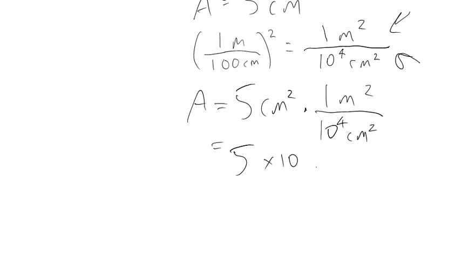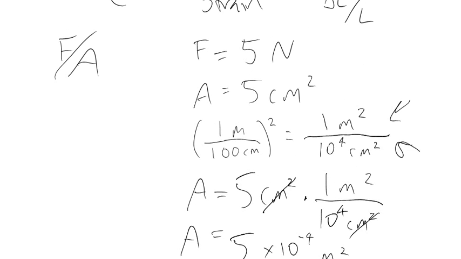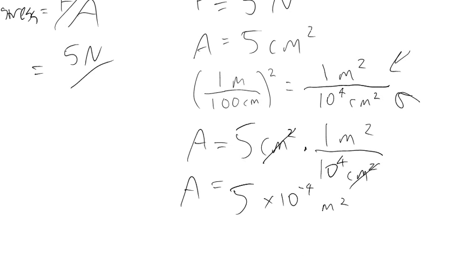You should confirm this on your calculator. Just take a second: 5 times 10 to the negative 4th. The centimeters squared cancels, because this would be on the top of a fraction and this would be on the bottom. So we're left with the units that we want, meters squared, and we have our area in the correct units. I'm now in a position to go back and calculate that stress. So it's 5 newtons over 5 times 10 to the negative 4th meters squared.